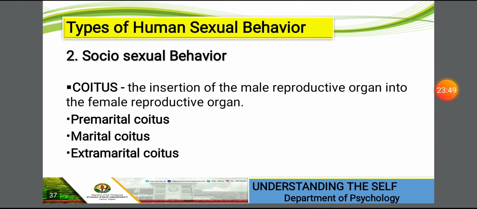Another coitus is the insertion of the male reproductive organ into the female reproductive organ. So we have premarital coitus, marital coitus, and of course extramarital. So the healthiest among the 3 is the marital coitus. Okay?